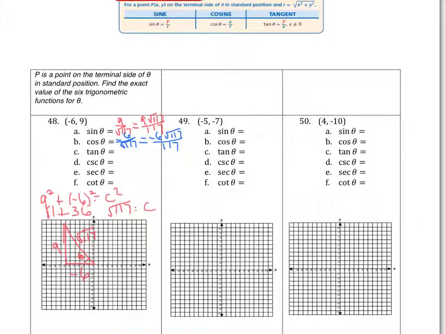And tangent is opposite over adjacent. So we have opposite is 9 over 6. Simplify that. 9 divided by 3 is 3, and 6 divided by 3 is 2, so we have 3 halves.